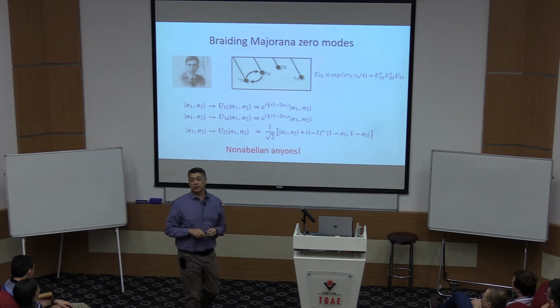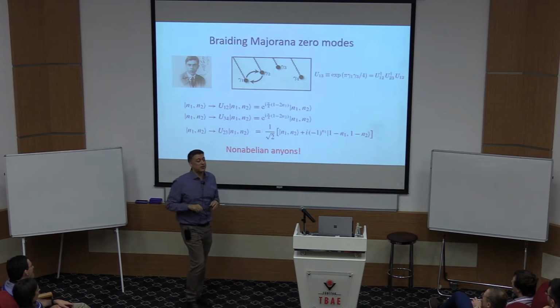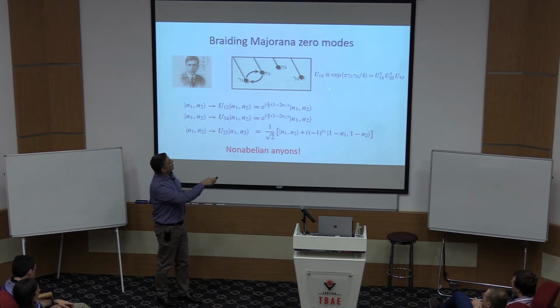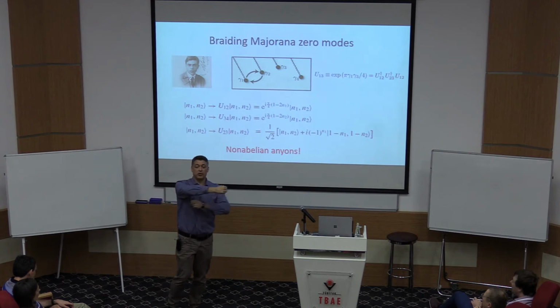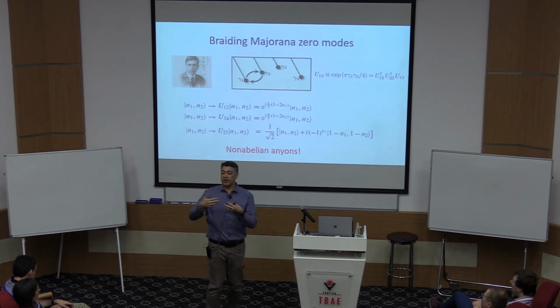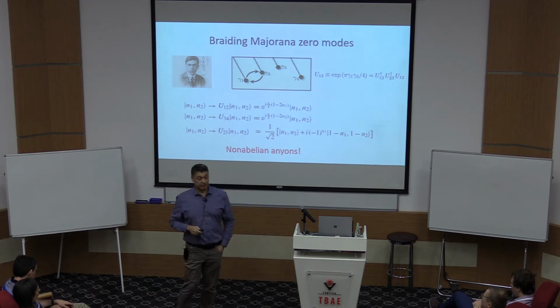If you do this, these operators actually follow all the algebra. It's a representation of the braid group. It actually satisfies all the algebraic properties that you would expect from a braid group. Like, if you can write it in terms of braiding in a certain way, and that's equivalent to braiding in another way, the corresponding operators will satisfy the exact same algebra.